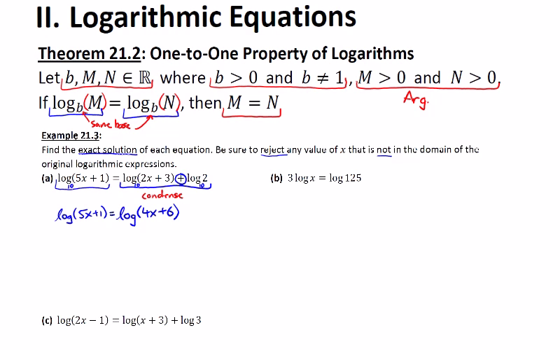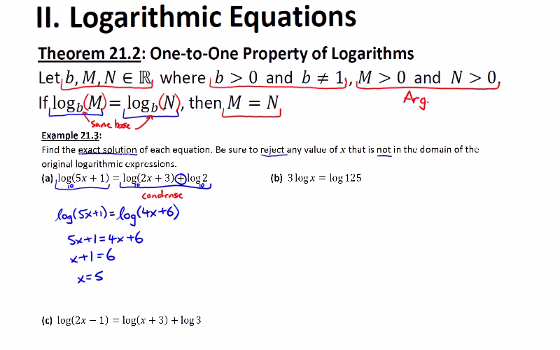In which case, this equation now fits the one-to-one property perfectly. Single log on the left, single log on the right. They both have the exact same base, so we can just set the two arguments equal to each other. 5x plus 1 is equal to 4x plus 6. And now this gives us a nice linear equation. That's a polynomial equation. We can solve this for x. Subtract 4x from both sides to get x plus 1 is equal to 6, and then subtract 1 from both sides to finally get that x is equal to 5.